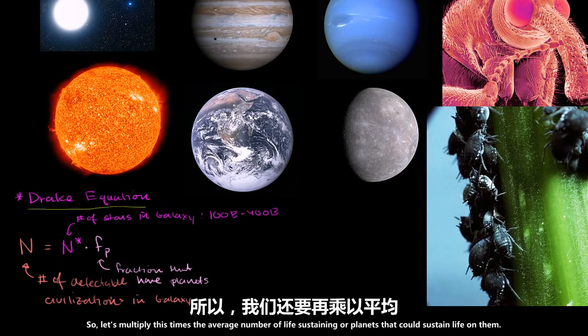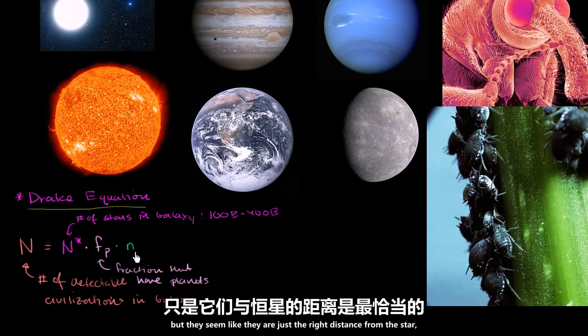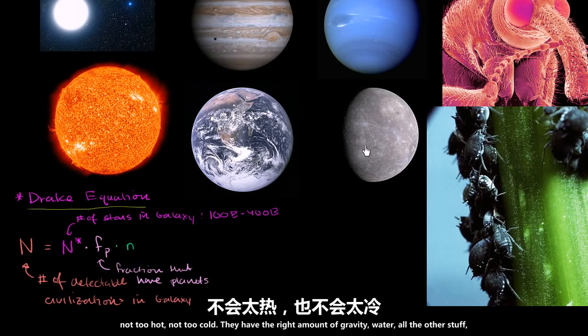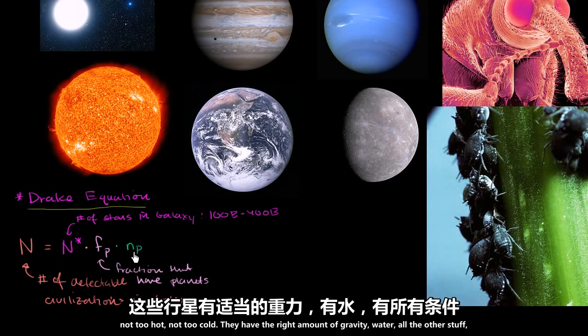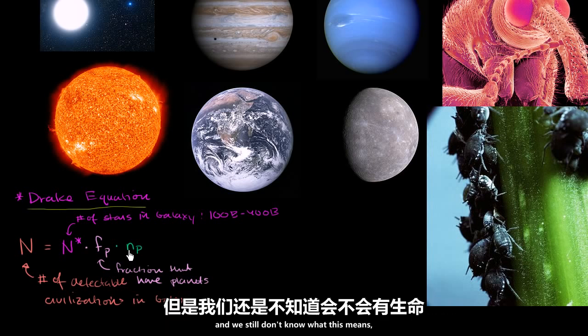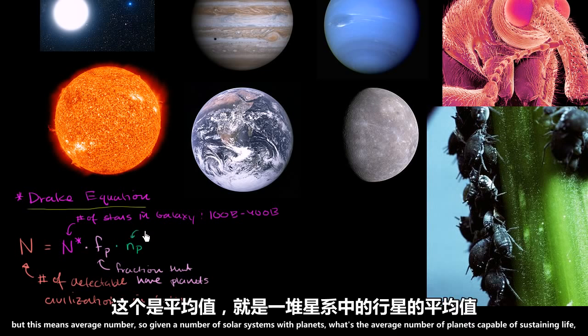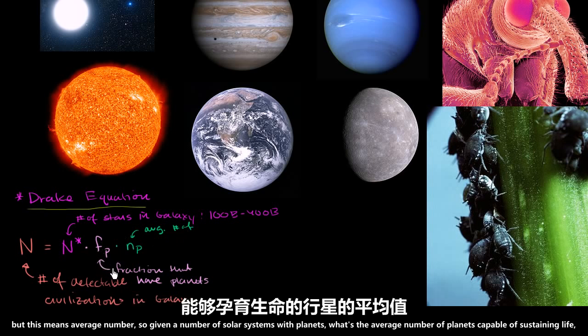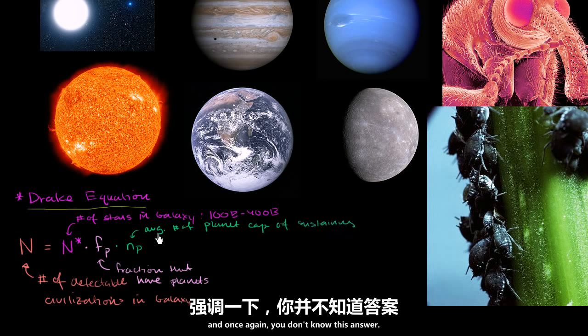So let's multiply this times the average number of planets that could sustain life. We don't necessarily know that they're going to have life, but they seem like they're just the right distance from the star, not too hot, not too cold. They have the right amount of gravity, water, all the other stuff, and we still don't know exactly what this means. But this means the average number. So given that there's a solar system with planets, what's the average number of planets that are capable of sustaining life? And once again, we don't know this answer.